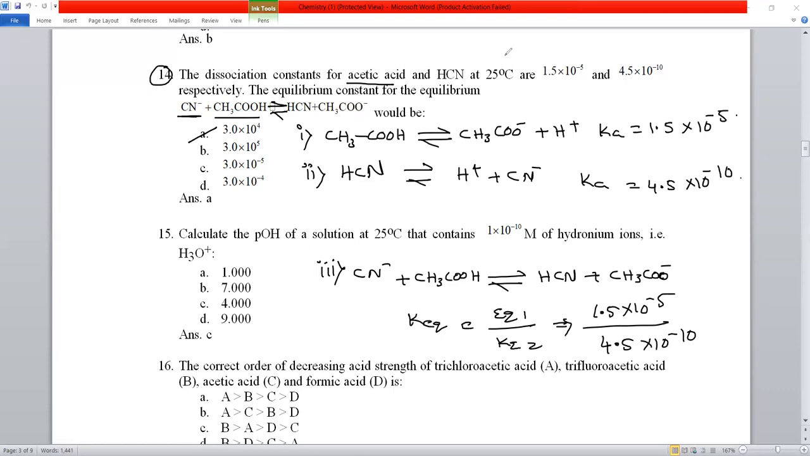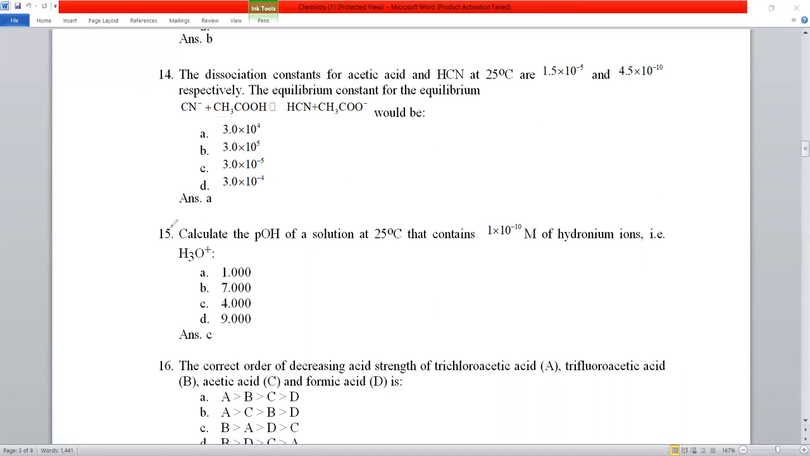Okay. So next, question number 15. Calculate the pOH of a solution at 25 degrees Celsius containing 10^-10 molarity of hydroxyl ions. And they're asking for pOH. But this concentration is the H plus concentration, right, students? Hydronium ion means H plus concentration. So pH equal to negative log of H plus concentration. Negative log of 1 × 10^-10, so we get 10.